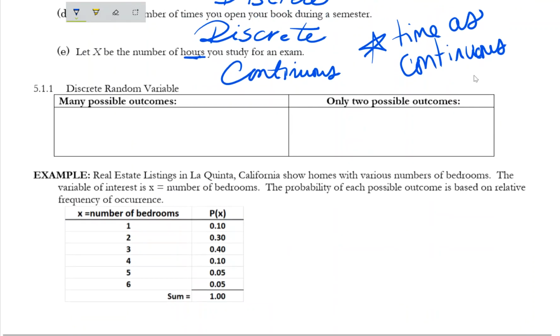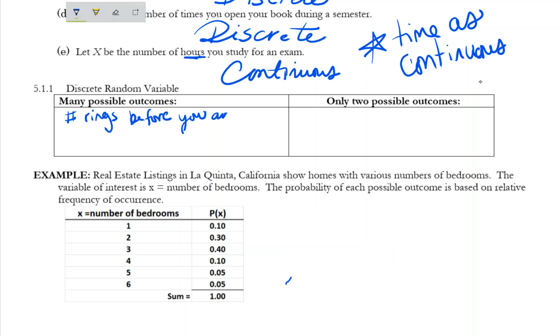All right, let's talk about discrete specifically. So there's two very common types of discrete random variables that we're going to be looking at. And the first type is simply the ones that have many, many, many possible outcomes. So we've seen a couple of these already, but just to get you some more, how about like number of rings before you answer a phone? Because we all answer phone calls nowadays, right? No one does. Because you can count it.